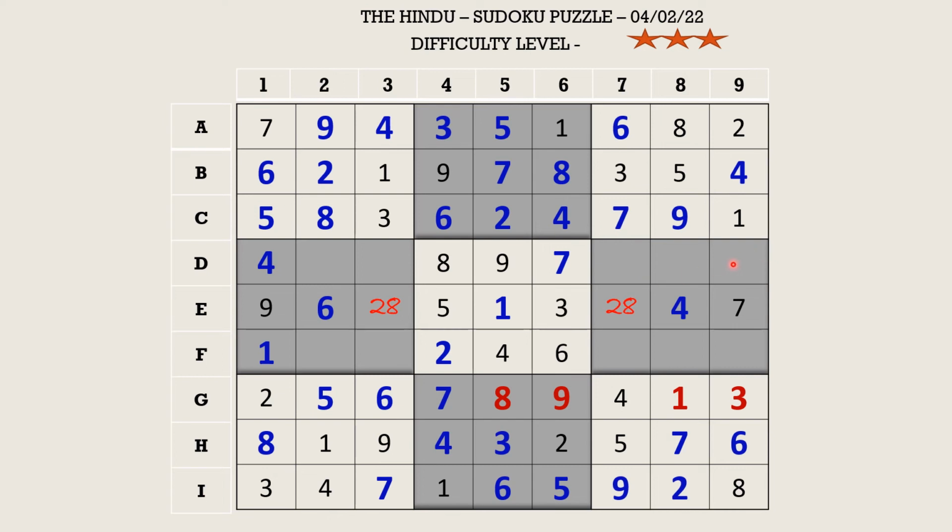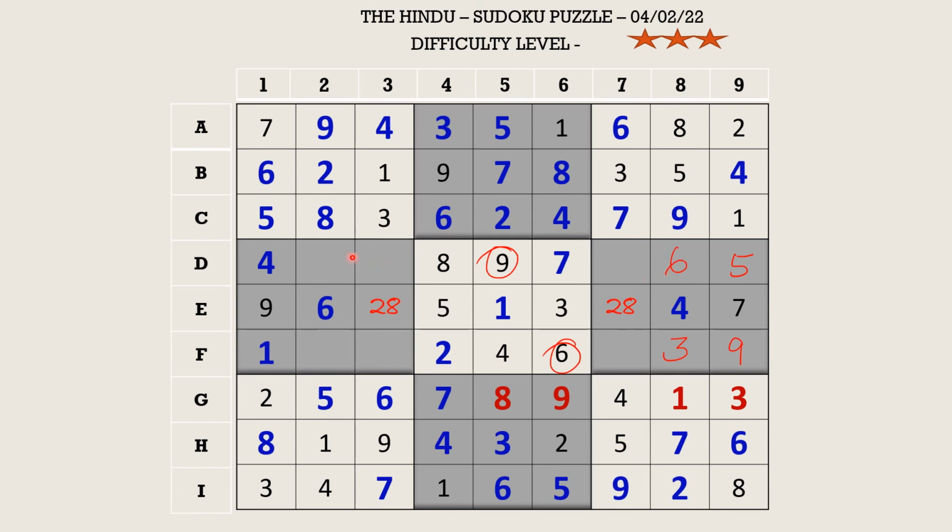In column 9, the missing numbers are 5 and 9. There is a 9 here in D row. So D9 takes 5 and F9 takes 9. In column 8, the missing numbers are 6 and 3. There is a 6 in F row. So F8 takes 3 and D8 takes 6.